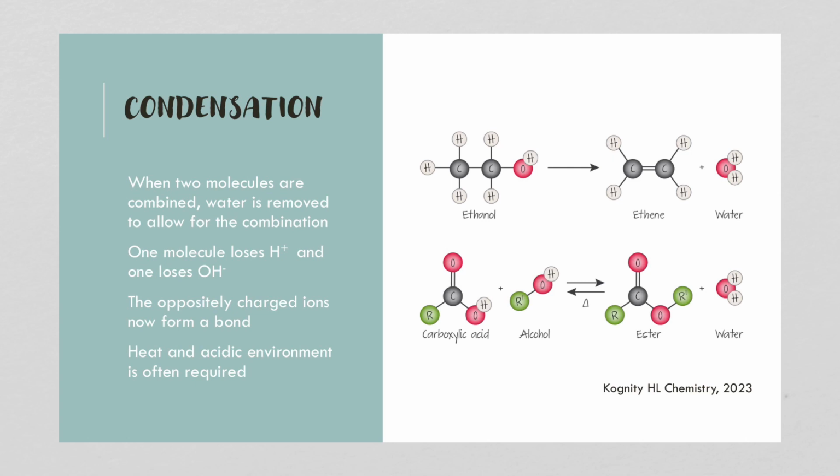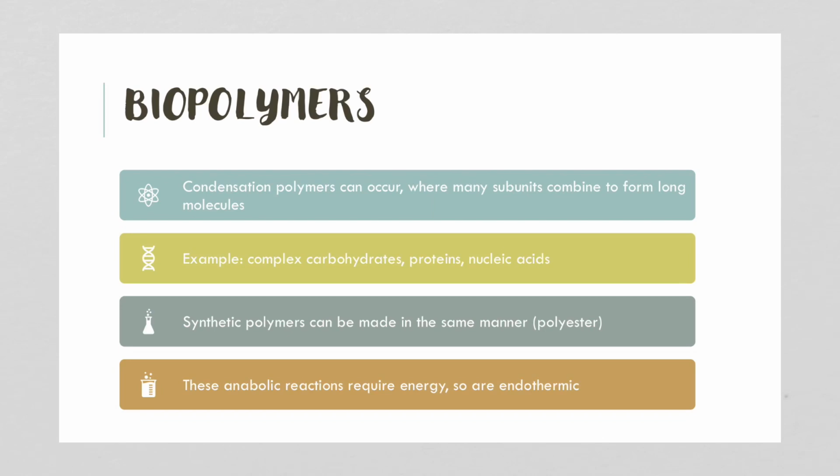And then the oppositely charged ions now form a bond, and these reactions often require heat and an acidic environment. So what are biopolymers? Biopolymers are polymers that are from biological compounds. So we can end up forming what are called condensation polymers. That's when we form starch. So we have many, many subunits combining to form long molecules. Some examples would be complex carbohydrates like starch and cellulose and glycogen. Proteins are condensation polymers or biopolymers, so are nucleic acids.